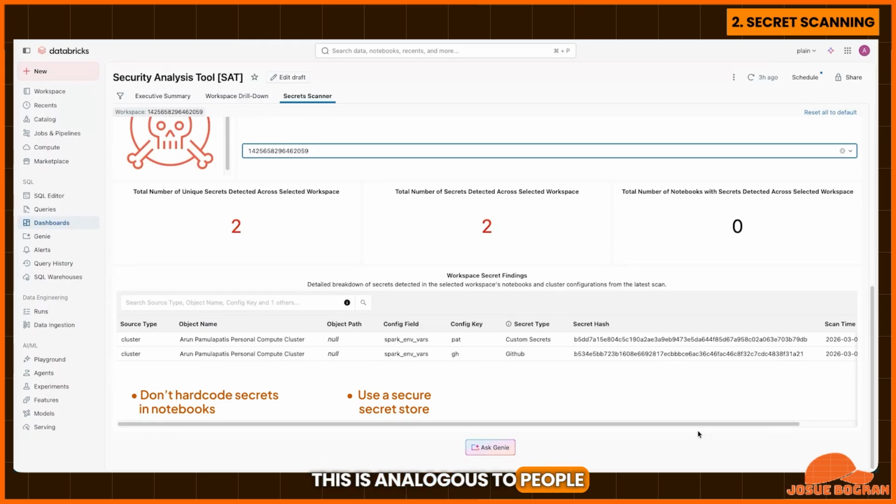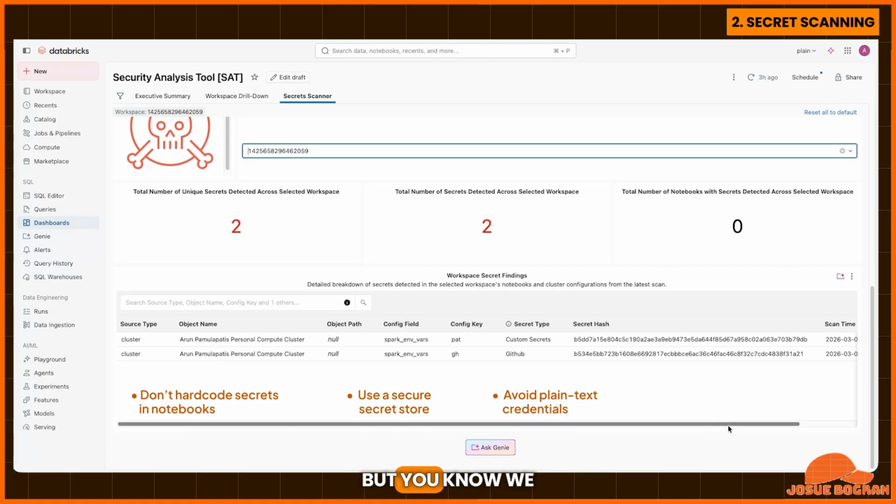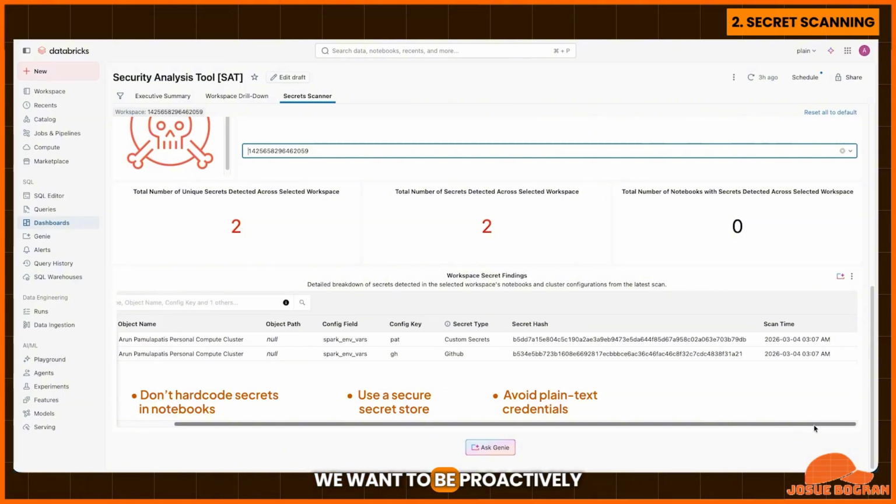This is analogous to people putting their passwords in a Google Doc or something. We don't want that. You want to store that in some kind of password tool, or you want to memorize them. You don't want to put them there. But we want to be helpful. We want to proactively help customers self-serve and make sure their teams are doing this in a safe manner before this becomes a problem. We don't want these secrets to end up in the public.